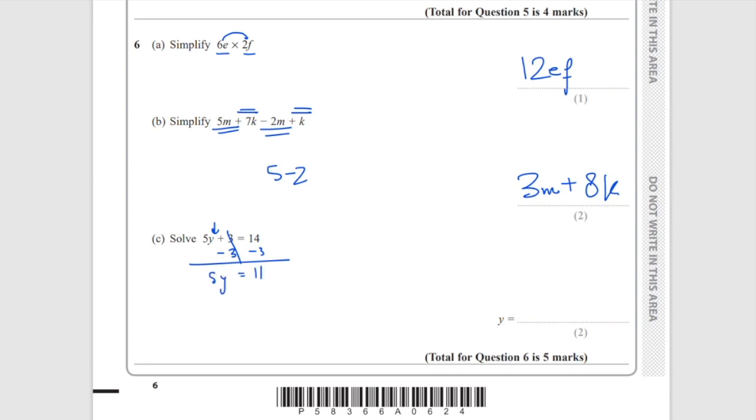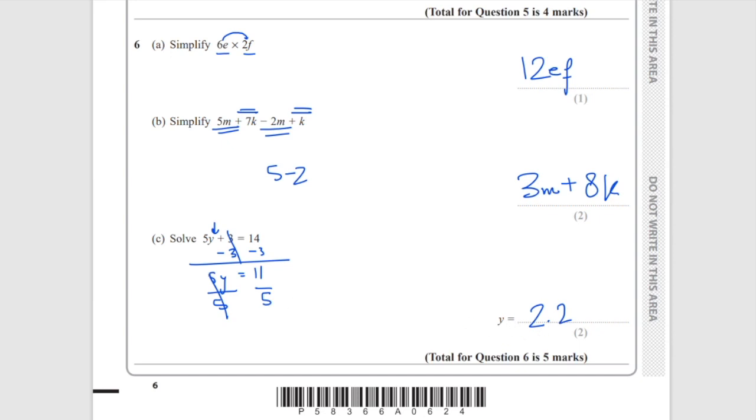5y is equal to 11. 5y is 5 times y. The opposite is divide by 5 on both sides. So 5 divided by 5 is gone. It's just 1. So y is equal to 11 divided by 5. 11 divided by 5 is 2.2.